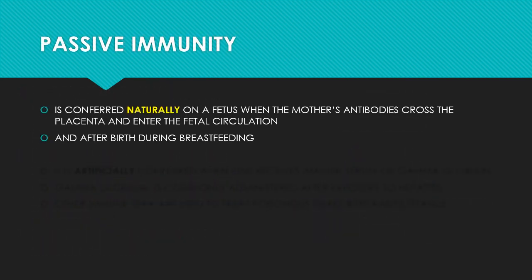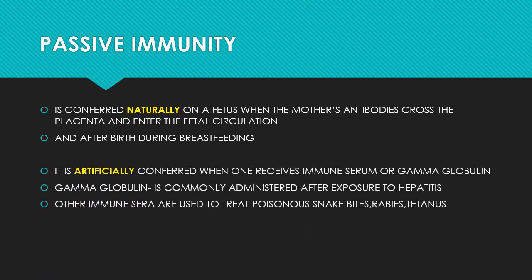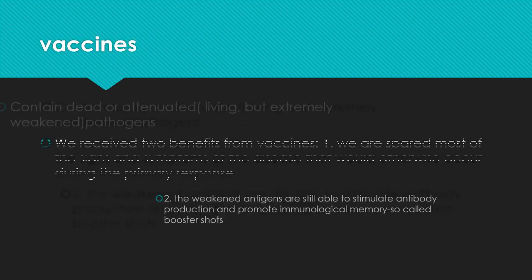Passive immunity is conferred naturally on a fetus when the mother's antibodies cross the placenta and enter the fetal circulation, and after birth during breastfeeding. It is artificially conferred when one receives immune serum or gamma globulin. Gamma globulin is commonly administered after exposure to hepatitis. Other immune sera are used to treat poisonous snake bites and rabies.